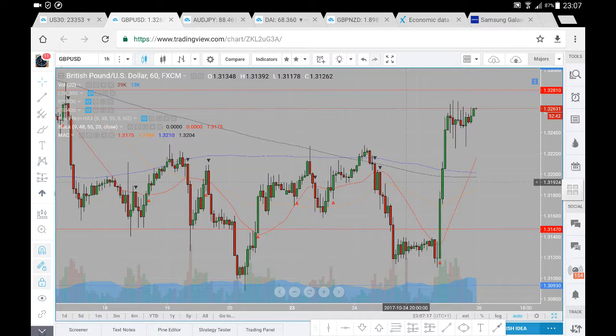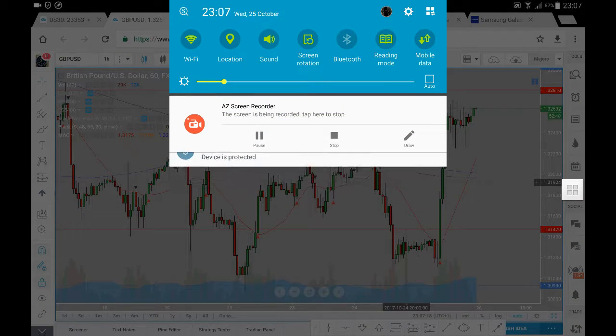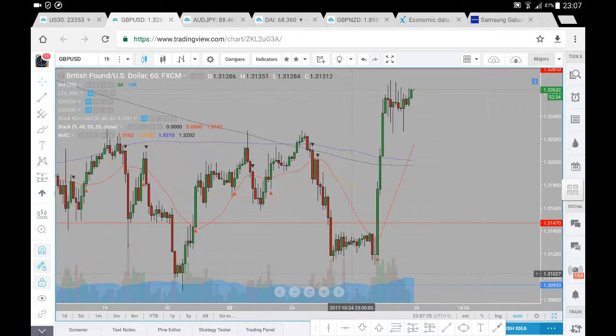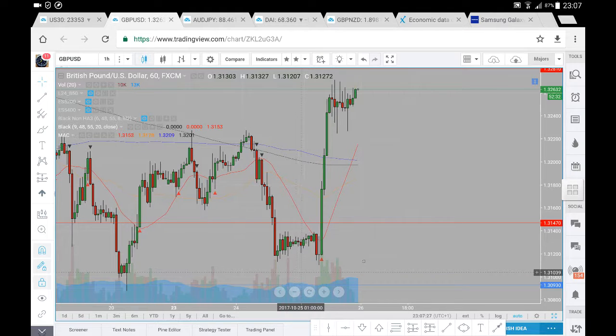So this is the pound dollar analysis for Thursday, the 26th of October. Now, let's just have a look at what happened with prices on the 25th before we do the analysis for the 26th. So on the 25th, we can see this pretty large candle here, which is likely news related.